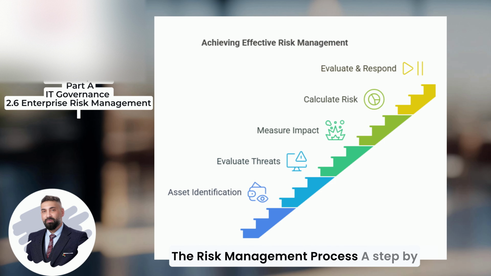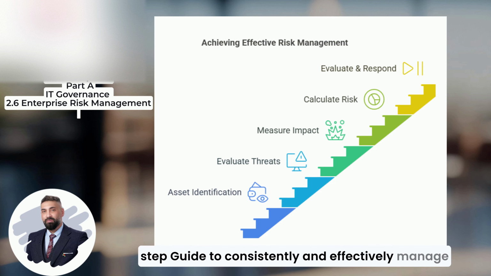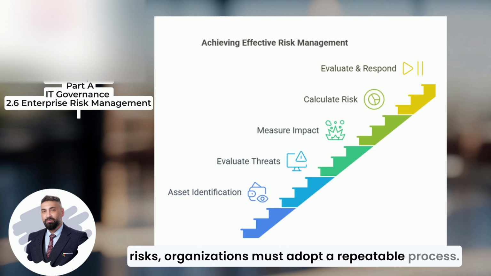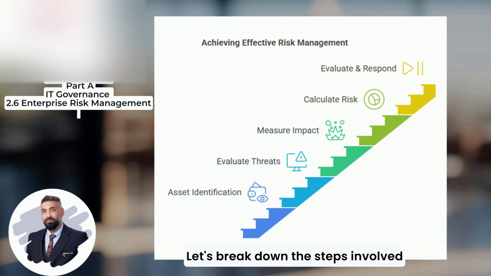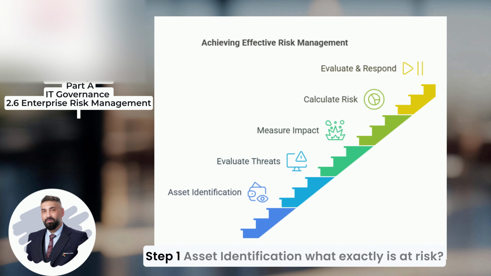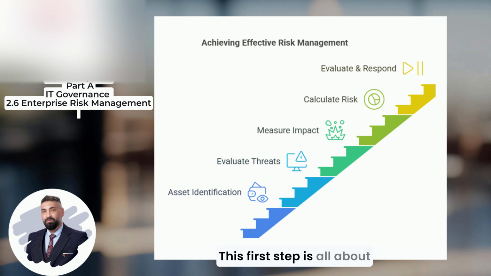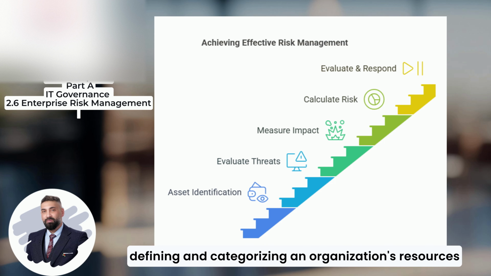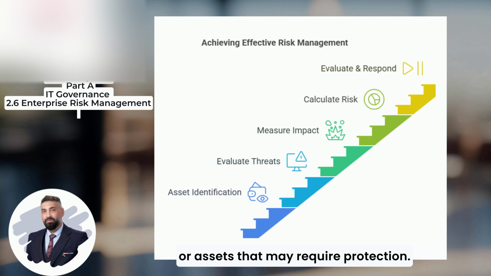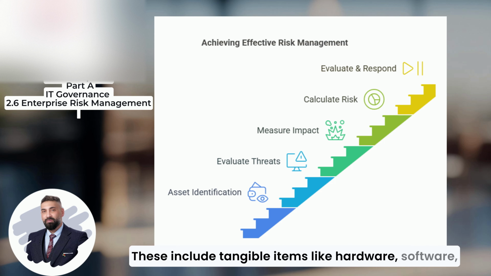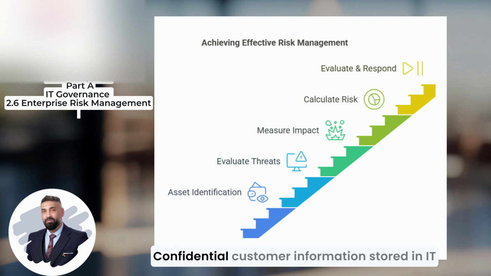The risk management process, a step-by-step guide to consistently and effectively manage risks. Organizations must adopt a repeatable process. Let's break down the steps involved in enterprise-wide risk management. Step 1. Asset identification. What exactly is at risk? This first step is all about defining and categorizing an organization's resources or assets that may require protection. These include tangible items like hardware, software, and facilities, but also intangible ones, such as goodwill, reputation, and intellectual property. Take data, for example. Confidential customer information stored in IT systems can be vulnerable to breaches if not adequately protected. Or think of a company's physical assets.